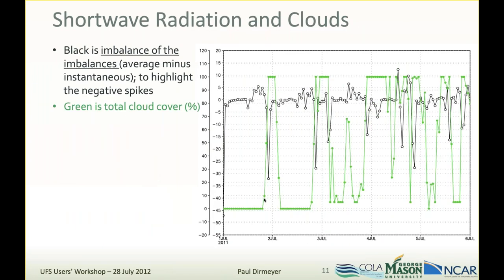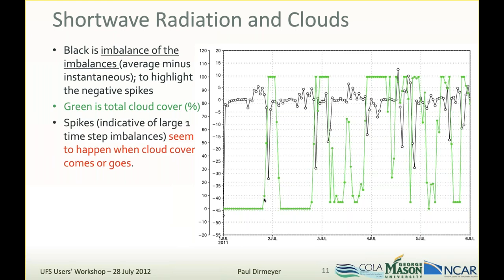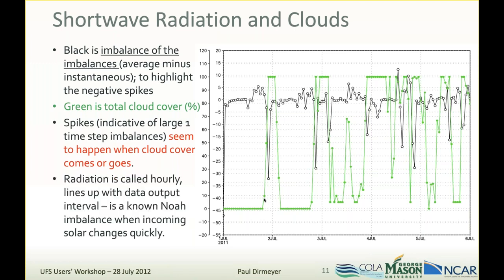What are these spikes about? It's basically an imbalance of the imbalances, the average minus the instantaneous, that highlights now. You can see where these spikes are. And we see that they correlate with places where the green line, now total cloud cover, goes through a quick change from clear to cloudy or cloudy to clear. So the spikes are indicative of large one-time-step imbalances. They happen whenever the cloud comes and goes. The radiation in this model is called hourly, and these line up with the data output interval. And this is apparently, Mike Eck tells me, kind of a known issue in NOAA, these imbalances when the solar radiation changes quickly, and again, probably tied to that long wave radiation inconsistency in the calculation.